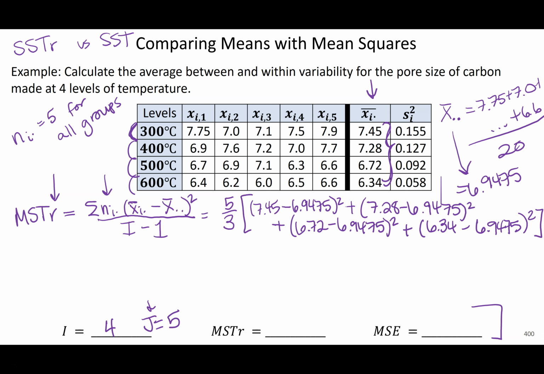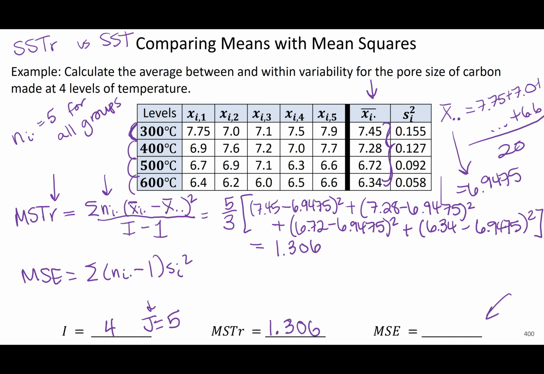I'm going to get something like 1.306. So that is my mean squared treatment. So then I would want to know the mean square error here. So mean square error, it's sum of, and I'm going to add over the groups there.